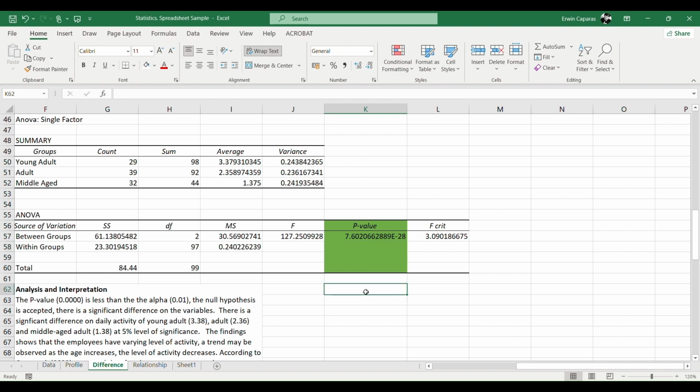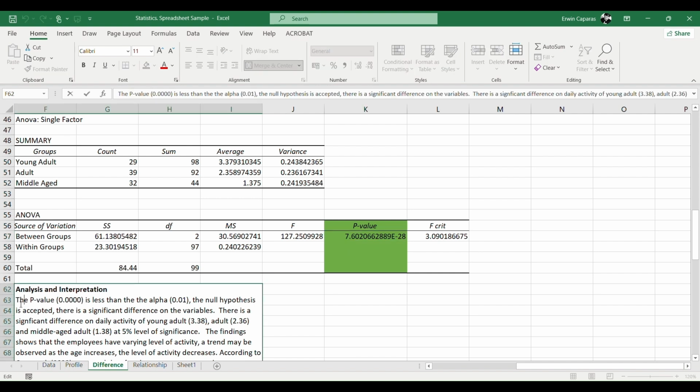Kasi akala nila, if we will be comparing 7 to 0.05, ay sobrang taas nito as compared to the 0.05, no? But then since meron tayong exponent, yun yung nakikita nating e minus 28, it means that it is 0.000. Then after the 28 zeros, saka palang lalabas yung 7 and 6. So in essence, this is actually 0. So it is less than the alpha.